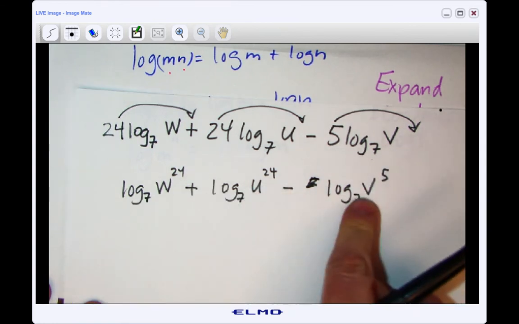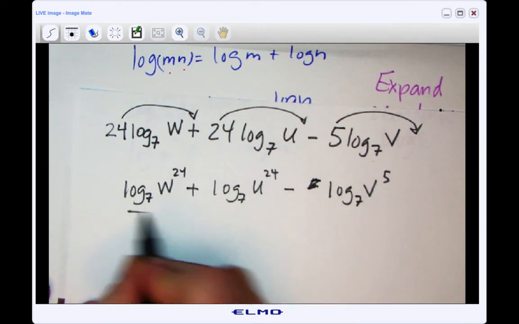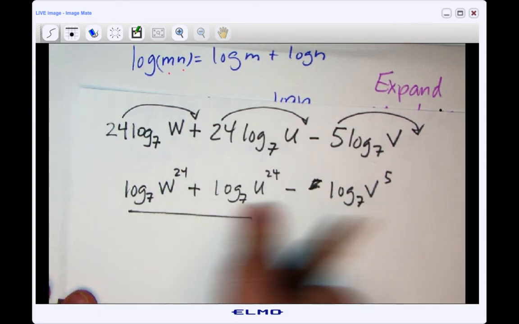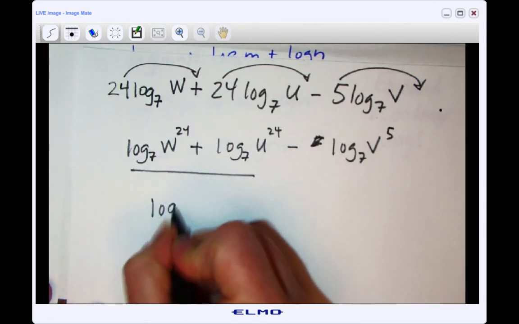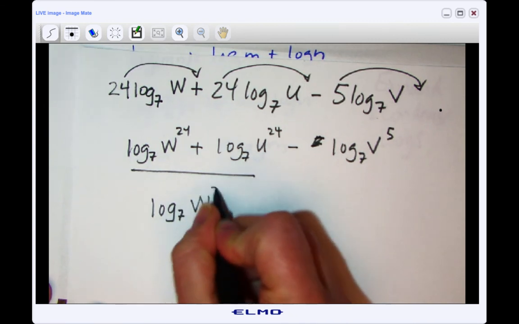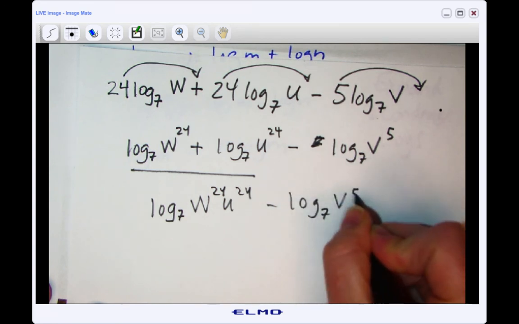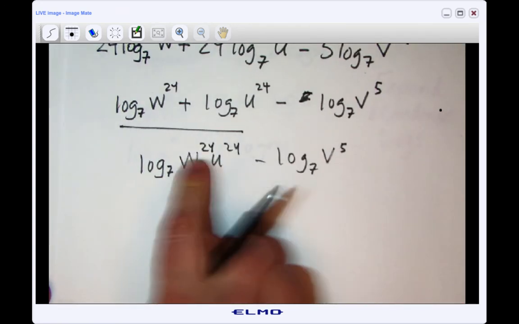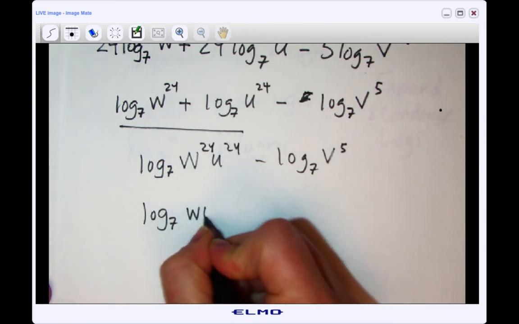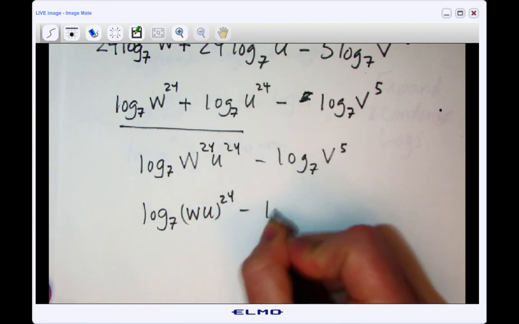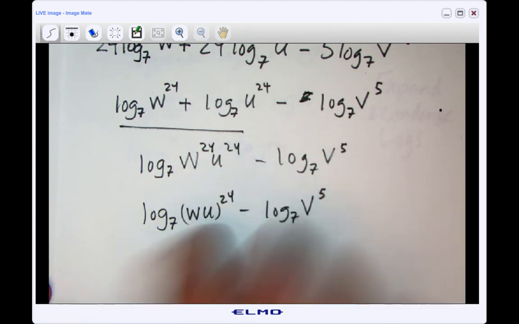So I took care of everything that I could have inside each term, and now I'm going to start combining. I'm going to combine these two first, going left to right, that's what I'm going to do. So I'm going to have log base 7 of w to the 24th and u to the 24th. And we just talked about that one. I can actually make these both to the 24th if I want. So I can leave it that way, or I could write it this way. I did that so that we could see that again, just in case you see it written either way. They're the same thing. Okay.